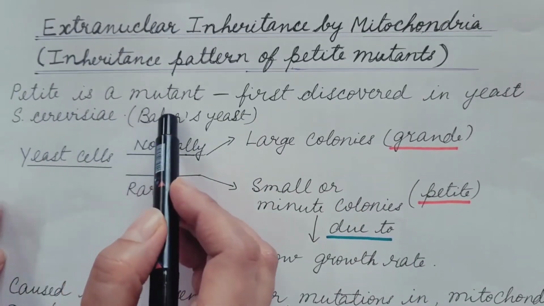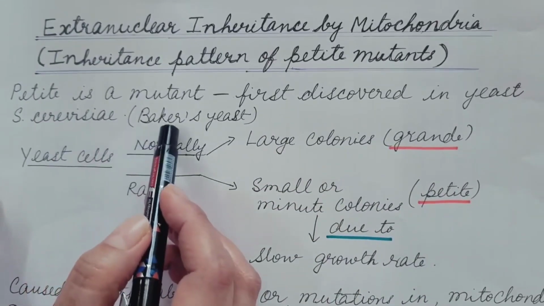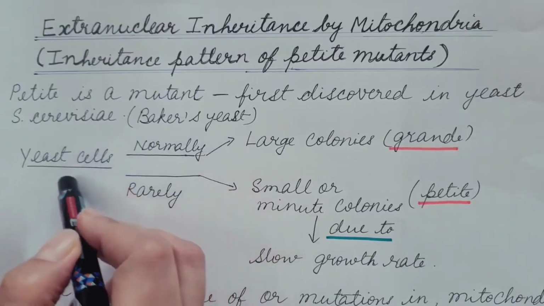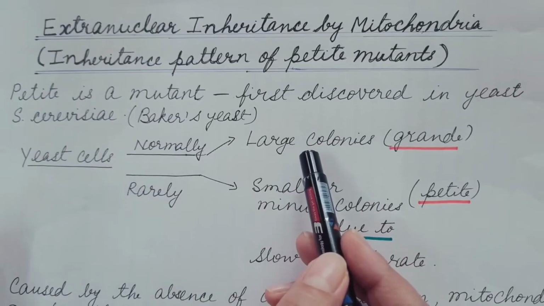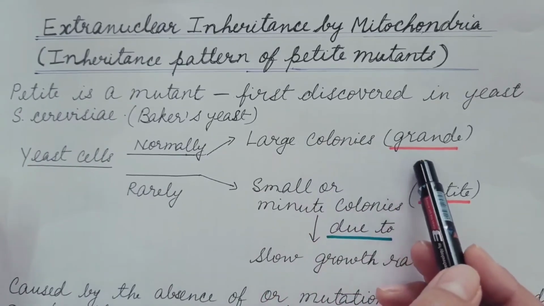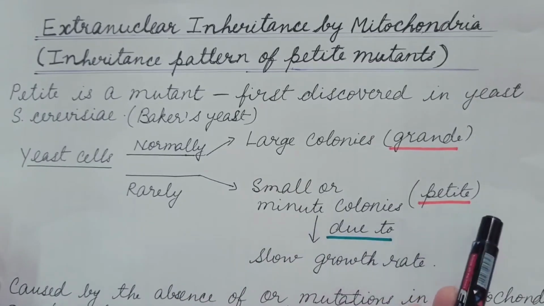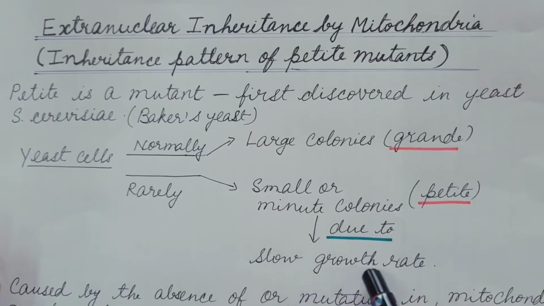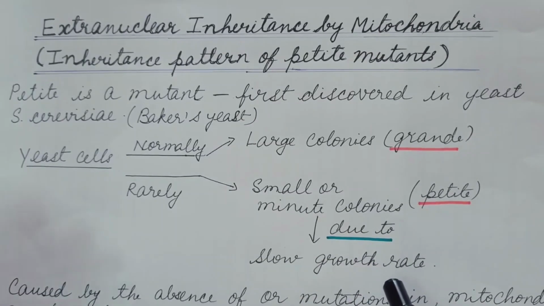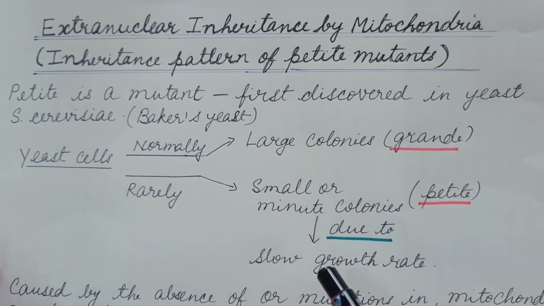Petites are mutants. They were first discovered in the yeast Saccharomyces cerevisiae, also known as baker's yeast. In yeast cells, normally we see large colonies when these are grown on an agar plate, and these are known as grande. But in rare cases, small or minute colonies are also seen. These are known as petites. This is due to the slow growth rate. Here, the number of cells is fewer compared to the cells present in the large colonies, but the size of the cell is the same.